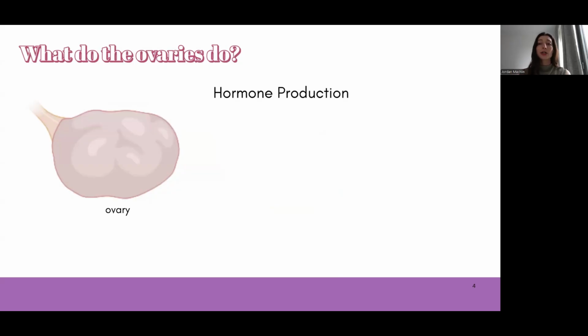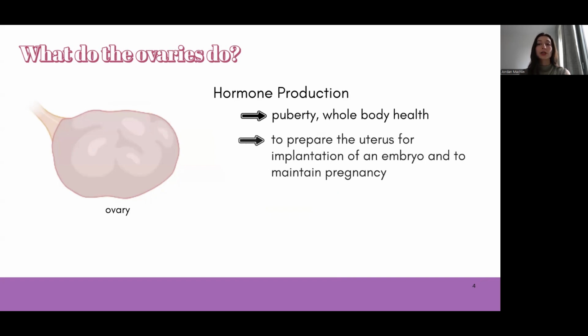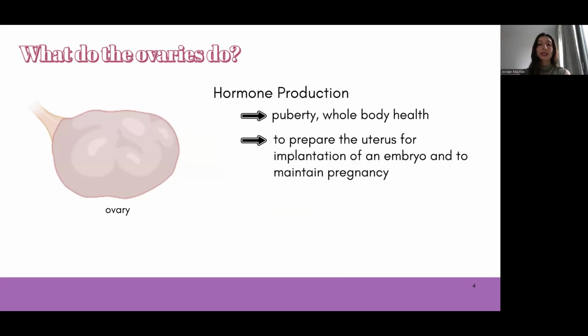What is the function of the ovaries? The first major function is hormone production. Hormones are important for the initiation of puberty and for whole body health. The hormones produced in the ovary also prepare the uterus for implantation of an embryo and help to maintain pregnancy following implantation.